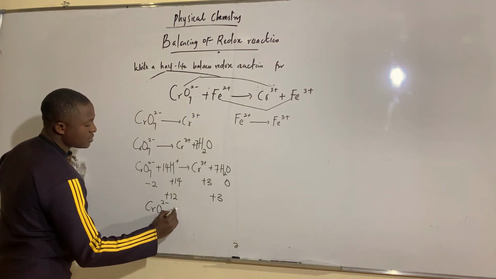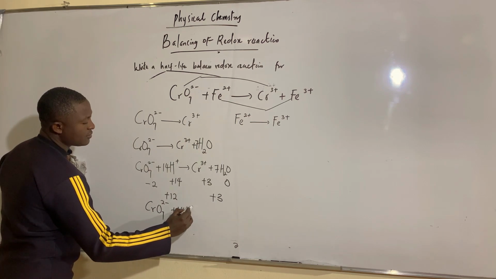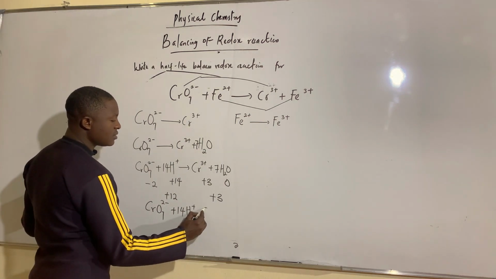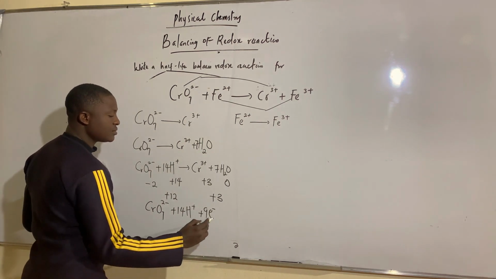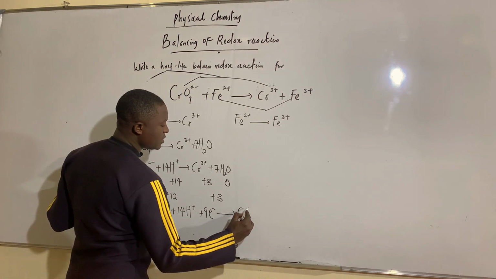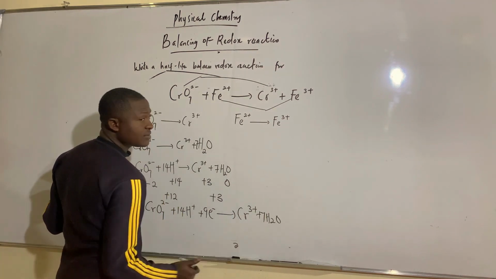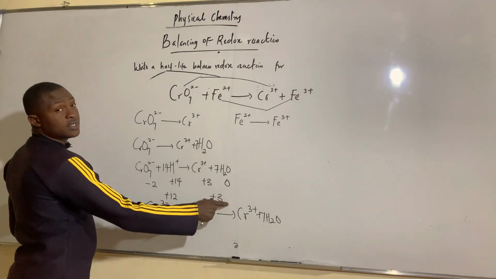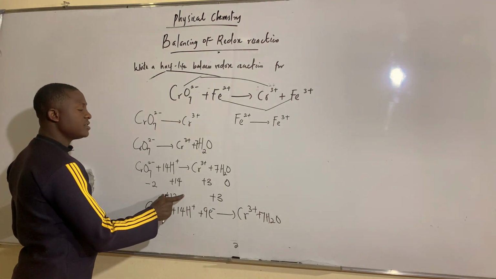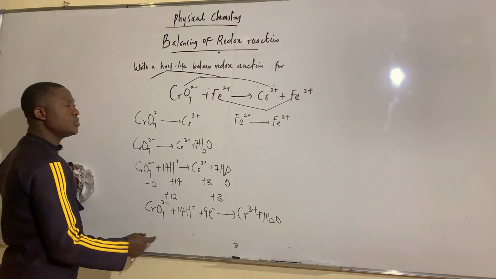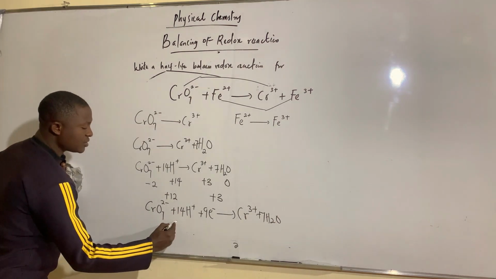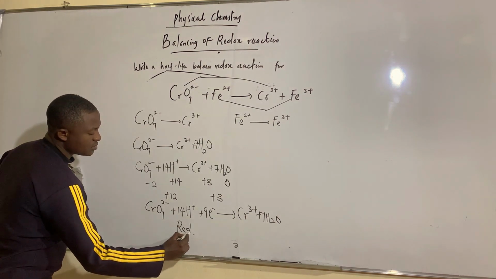That's going to be Cr2O7 2 minus plus 14 hydrogen plus plus 9 electron minus to give Cr3 plus plus 7 water. Can you see that? It's 9 because this is 12, this is 3. So if you remove 9 from here, it balances with this one. I told you, whenever you add electrons on this side, such a reaction is called reduction.